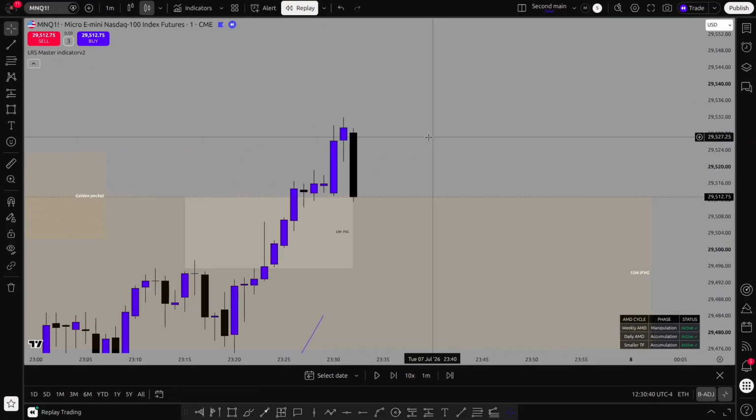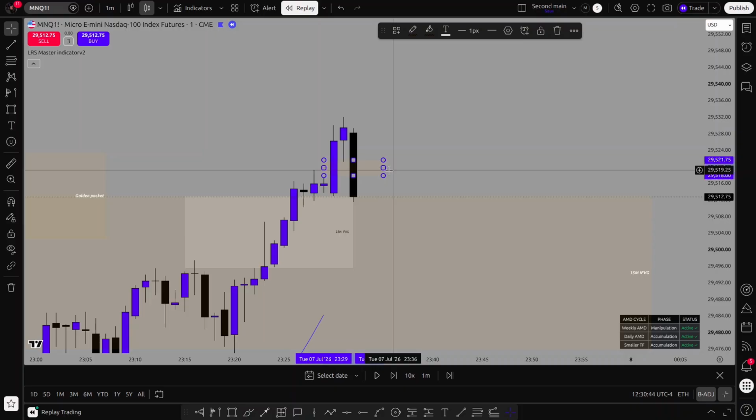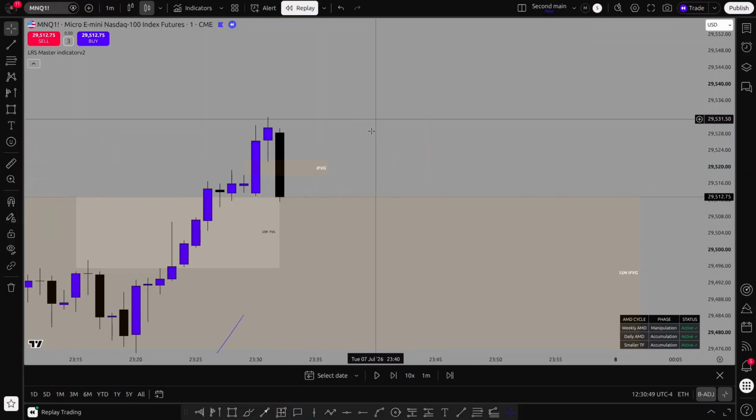So what do we got going on here? I have a 1 minute inversion fair value gap, IFVG, plus a change in the state of delivery.